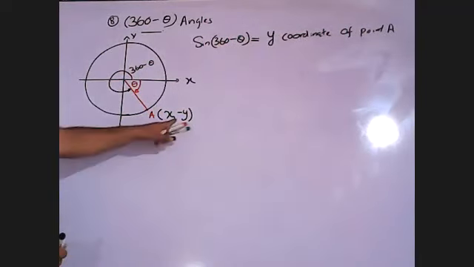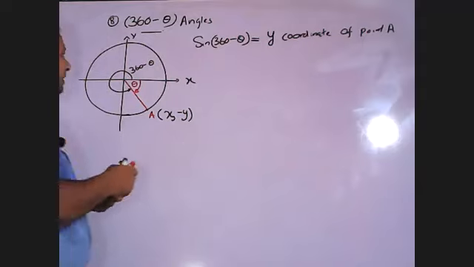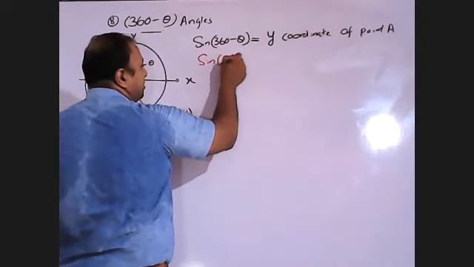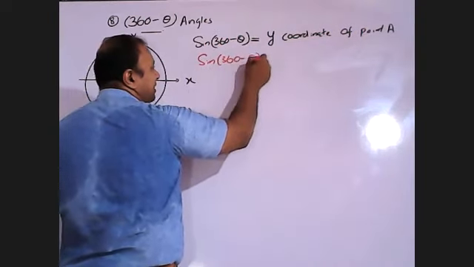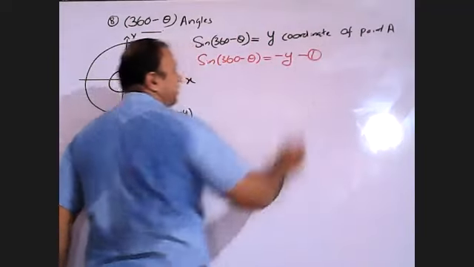The y coordinate of point A is minus y. Therefore, I can write it as sine 360 minus theta is equal to minus y. Put it as 1.